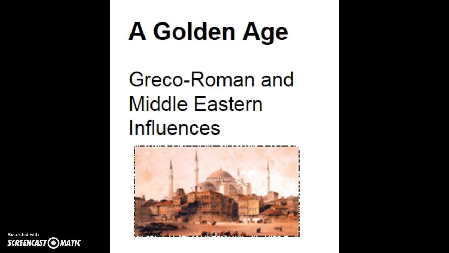We see a number of achievements of the Ottomans, especially during their golden age. We see that there are Greco-Roman and Middle Eastern influences in their empire. The Byzantine heritage can also be found in government, social life, and architecture within the Ottoman Empire. Suleiman the Magnificent is able to reign in an era of peace and prosperity known as a golden age.